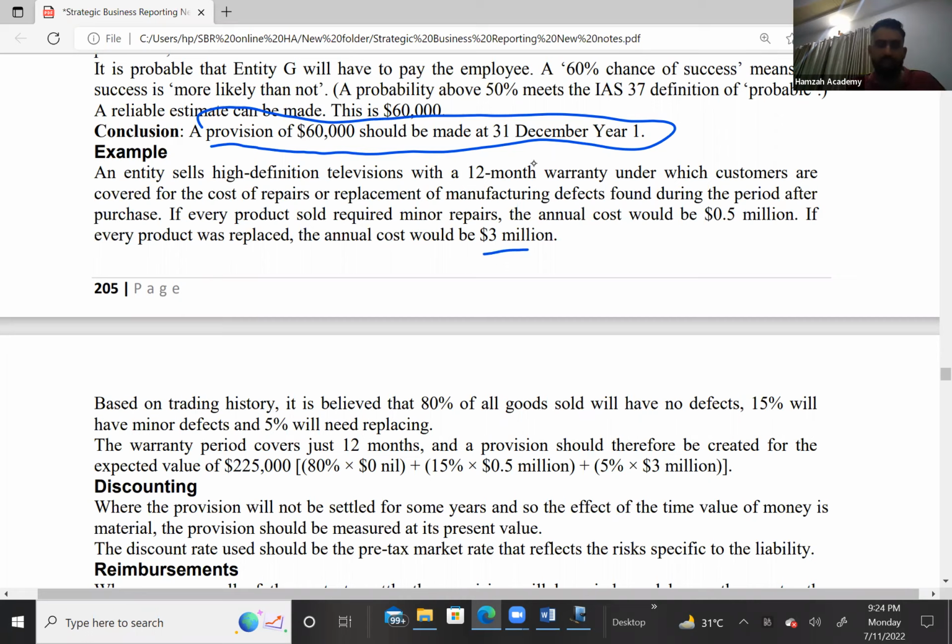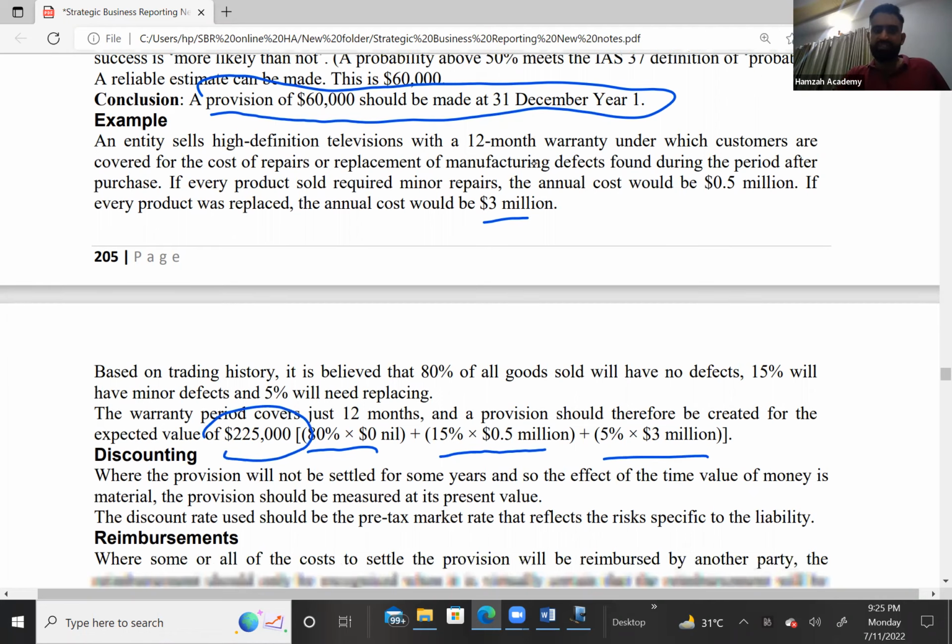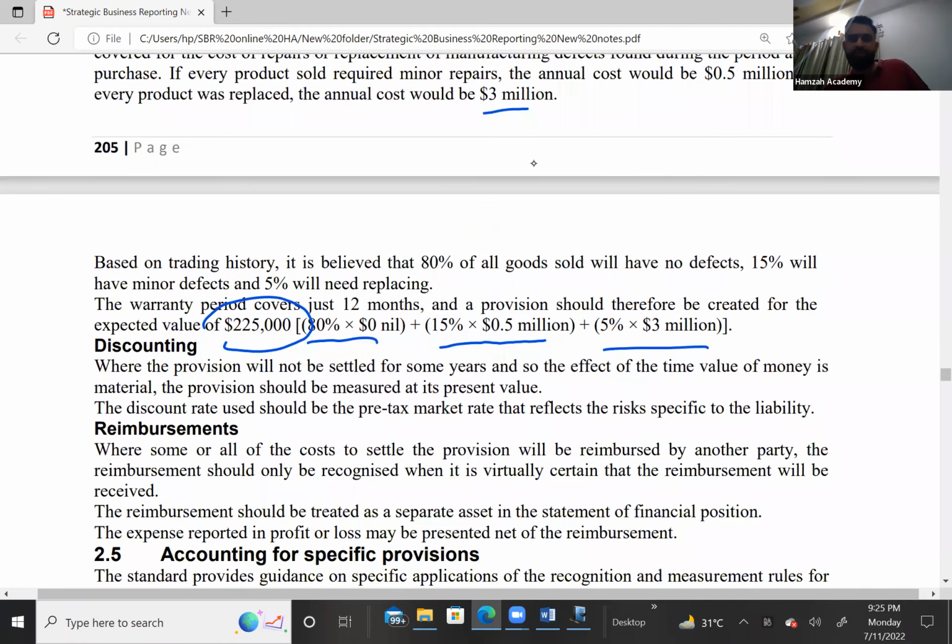So for 80% there is no need to recognize any provision. This is a multiple outcome, large population, so expected value will be used. 15% will have a minor defect and 5% will need to be replaced. So 225 will be the expected value of the provision which should be recognized. And as we discussed, the provision should be discounted if the time value of money is material, and a pre-tax rate of return will be used to discount the provision.